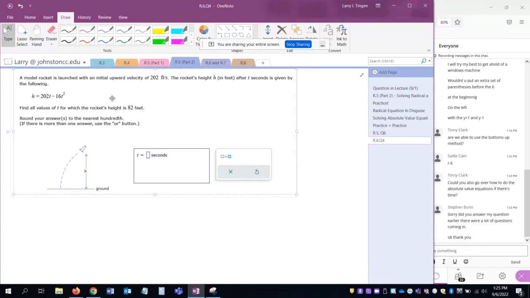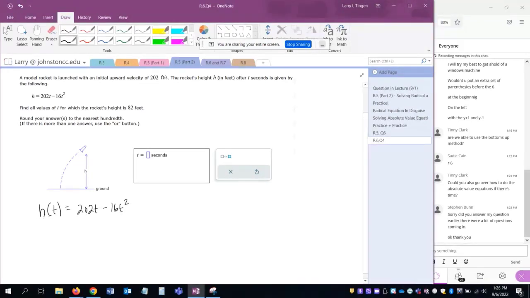And that's why we need a quadratic here, because rockets don't shoot off in a line and then reach the top and then fall straight down. They go up, they reach their peak, and they kind of tip and fall over. So the question is, find all the values for t where the rocket's height is 82. Well, the rocket's height is this equation. H of t is equal to 202t minus 16t squared.